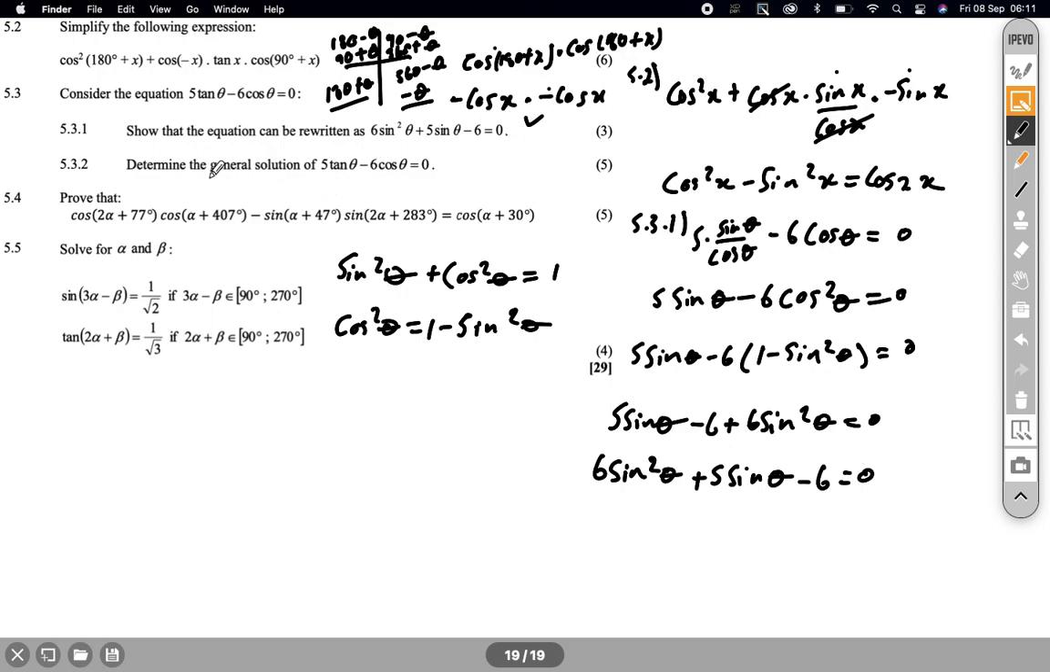Now we have to determine the general solution of 5 tan theta minus 6 cos theta. But now remember that this is the 5 tan, which we can rewrite as this. So we can determine our general solution from this part. Okay, now 5.3.2.